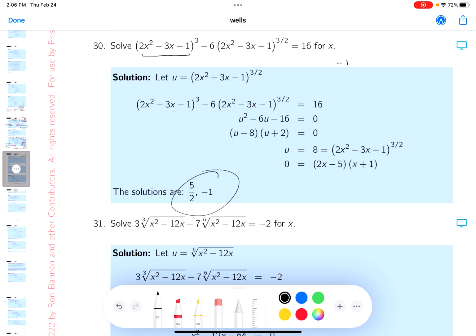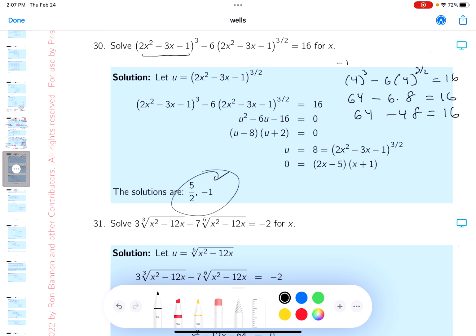So what would that give you? That would give you 2 plus 3 minus 1, which is 4. That was easy. 4 cubed minus 6, 4 to the 3 halves. And they say it's equal to 16. Well, let's see. What's 4 cubed? 64. Minus 6 times what? Well, that's the square root of 4, which is 2. And then 2 cubed is 8. Let's keep checking. 64 minus 48. Does that equal 16? It sure does. So we certainly know minus 1 works.